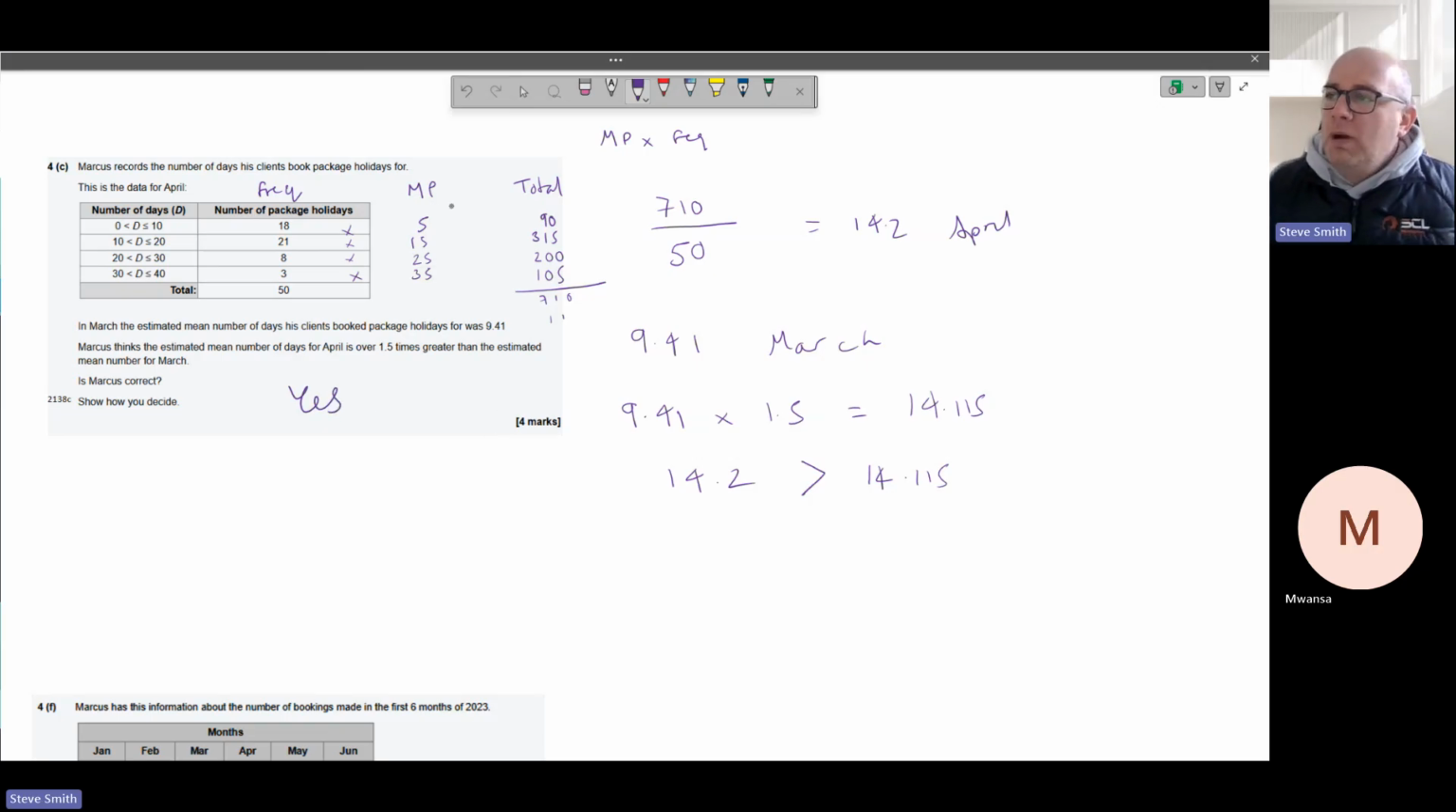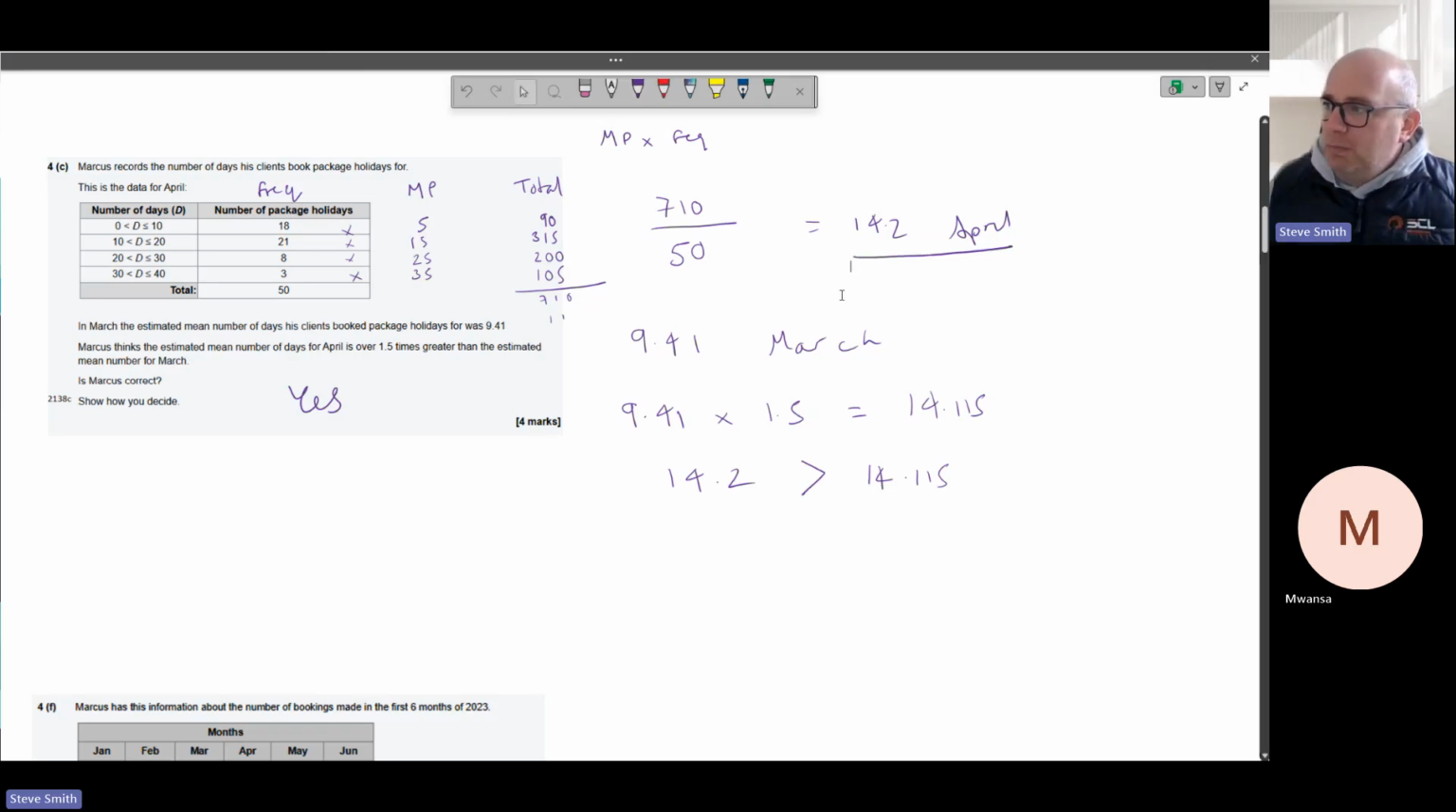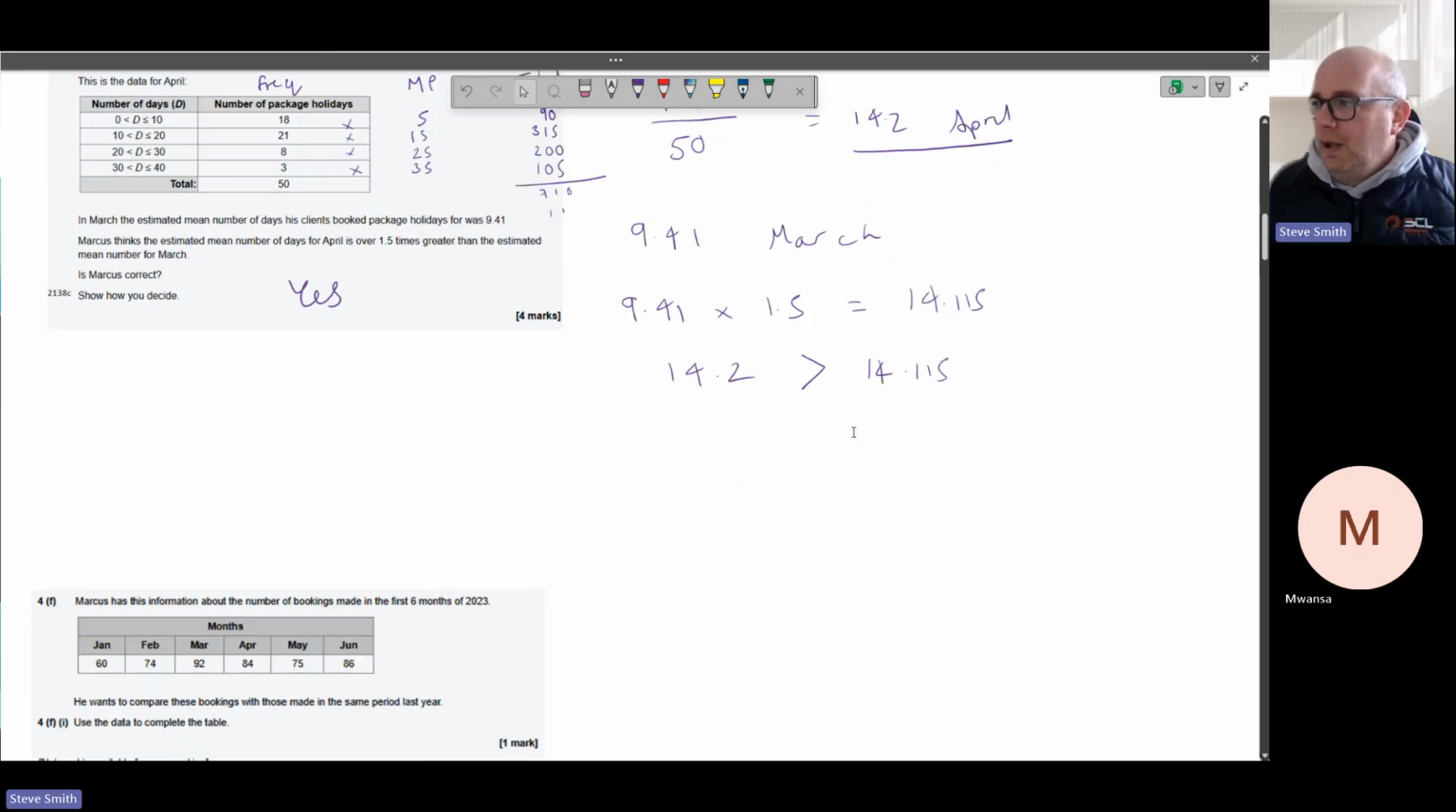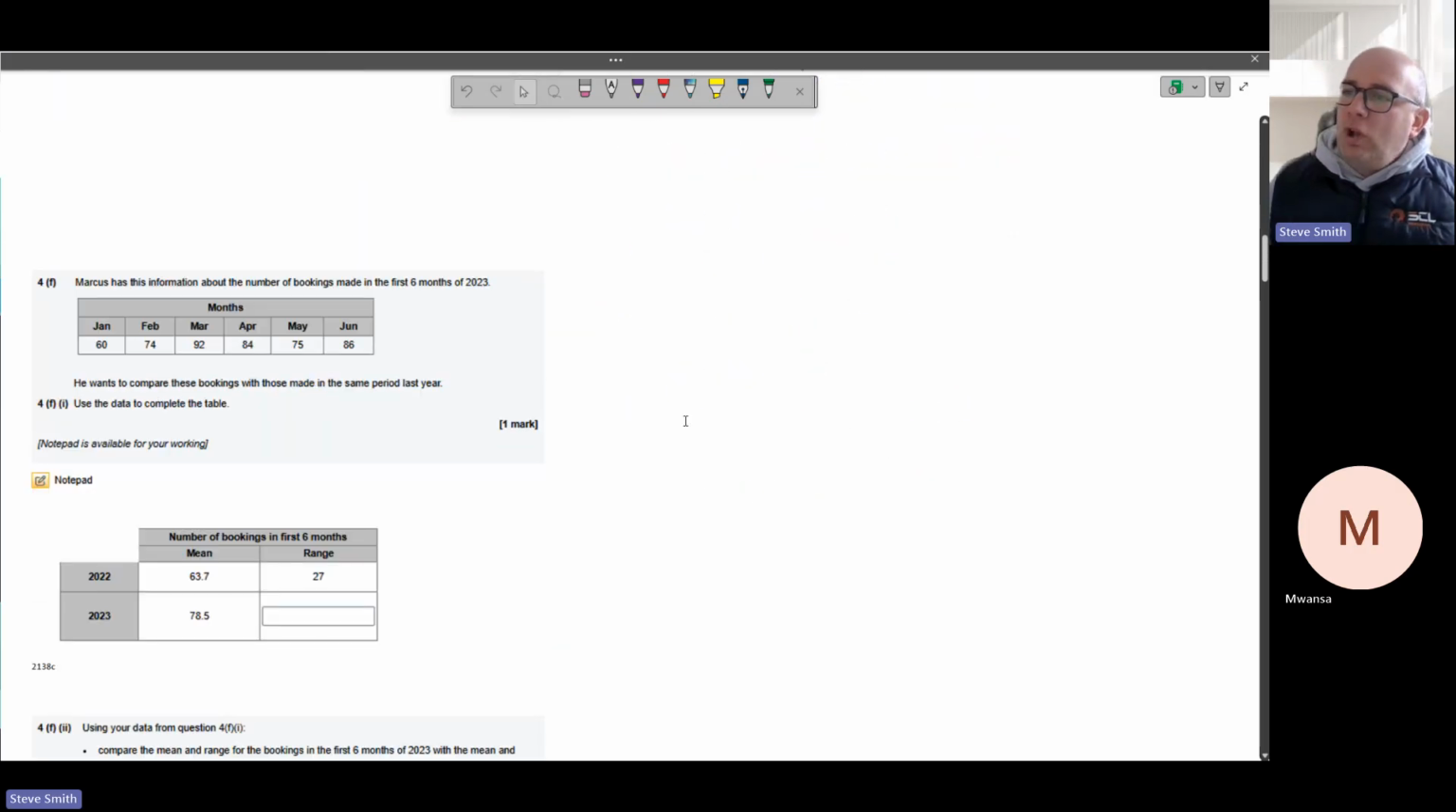Like I said, you're going to get 2 marks for doing all your frequency calculations, your midpoints and your frequency totals, and then your estimated mean. You're only going to get 1 mark for actually understanding you need to do 9.41 multiplied by 1.5. So that'd be 3 marks all together up to there. And then the 4th mark is saying if it's bigger or not. So by doing a crocodile, we can see, yes, actually the number that he says, 14.2, is more than 1.5 times greater than 9.41. Okay. A 1 marker, amazing. Thank goodness for that. We've got a 1 marker.